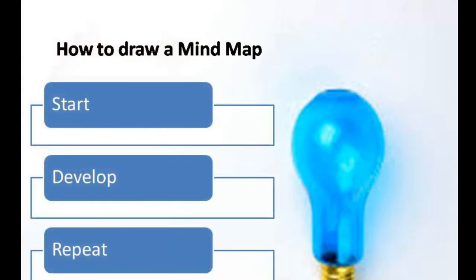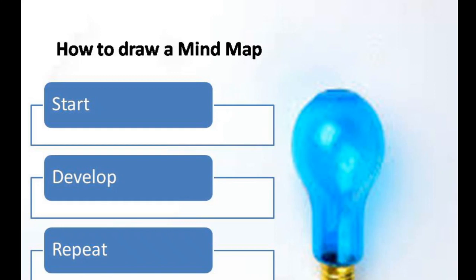Now, how to draw a mind map? Basically, there are three steps to draw a mind map. That's all: start, develop, and repeat. Start in the middle of a blank page, writing or drawing the idea you intend to develop. Now, develop. Develop the related subtopics around this main topic, or you can say the central topic, connecting each of them to the center with a line.